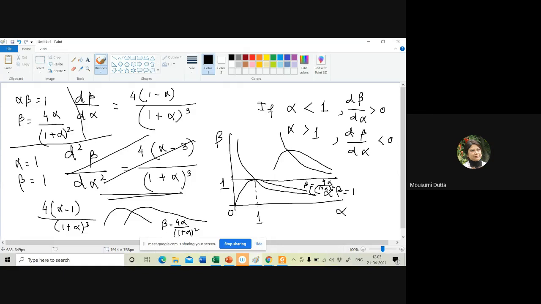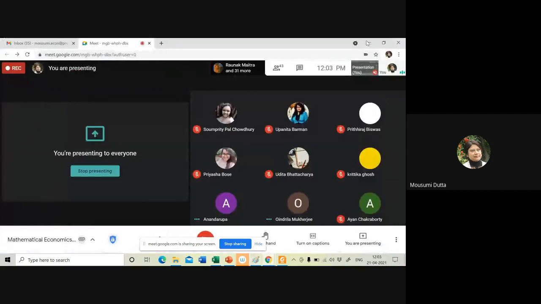So number one, since it is a quadratic, it will be parabolic in nature. Number two, the lines are cutting each other at the point alpha beta is equal to 1. And when I'm checking the slope of the curve, as long as the alpha value is less than 1, the curve is positively sloped. Otherwise, the curve will be negatively sloped. So we will have a bowed down curve towards the horizontal axis. So it will give us a parabolic shape. Okay, so keeping all these points in our mind, I can plot the two curves.